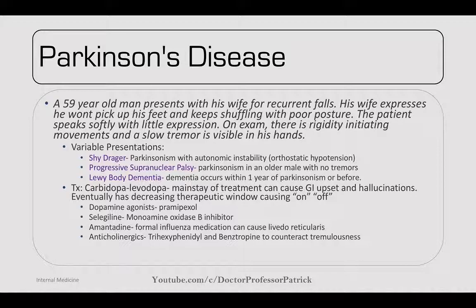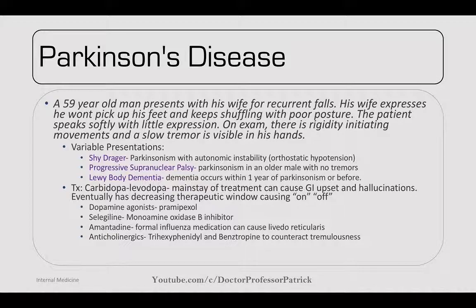There's the Shy-Drager, or Parkinsonism with autonomic instability, like orthostatic hypotension. There's progressive supranuclear palsy, which you would look for Parkinsonism in an older man with no tremor. And then there's Lewy body dementia, where dementia occurs within 1 year of Parkinson's symptoms or before. For the treatment, you want to do carbidopa-levodopa, which is the mainstay, which can cause GI effects and hallucinations.